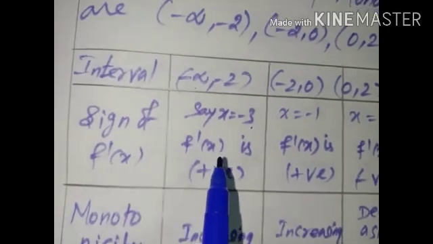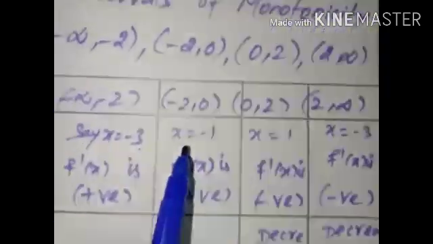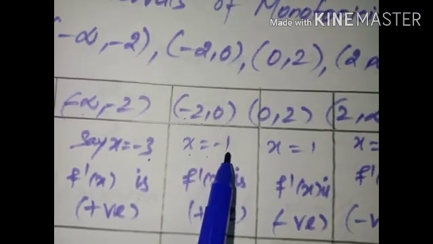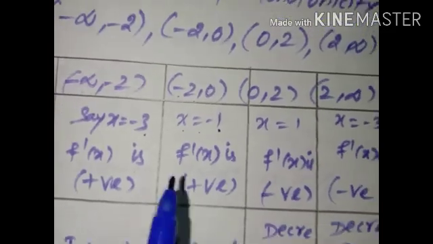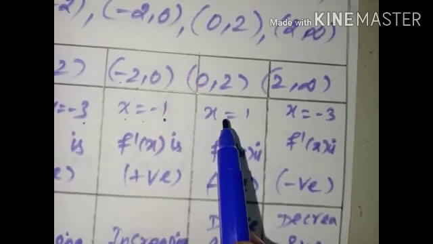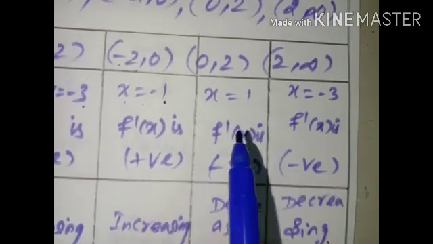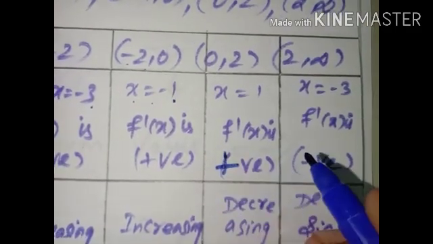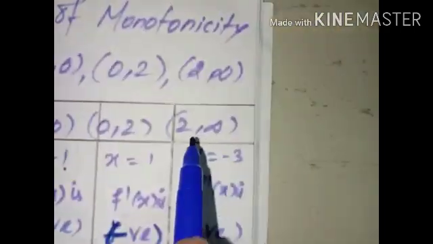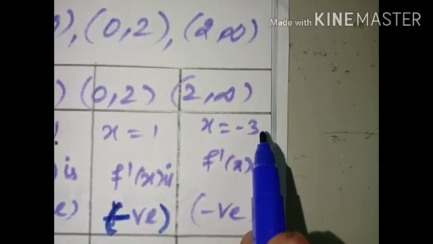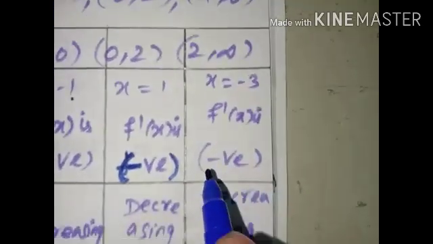Now f dash of x is positive. For minus 2 to 0, take x equal to minus 1 and substitute in f dash of x; it is positive. For 0 to 2, take x equal to 1 and substitute in f dash of x; it is a negative term. Next, for 2 to infinity, substituting in f dash of x gives a negative term.